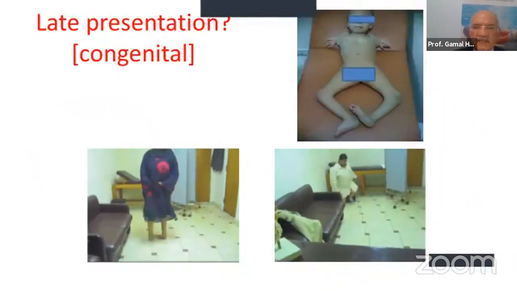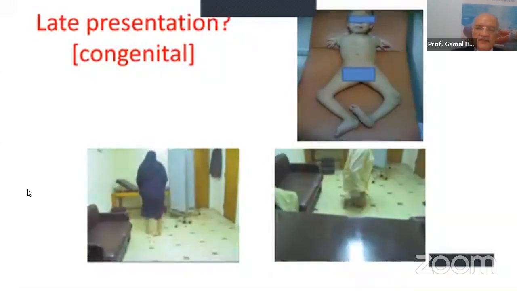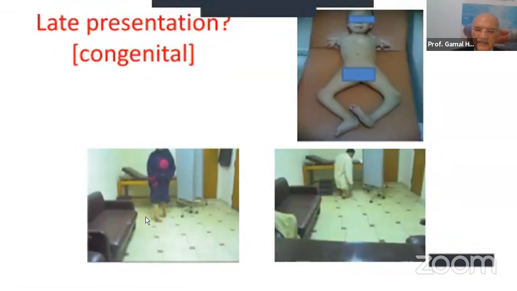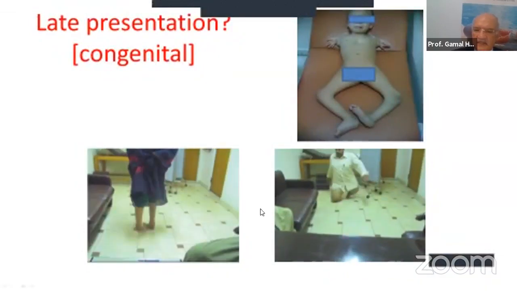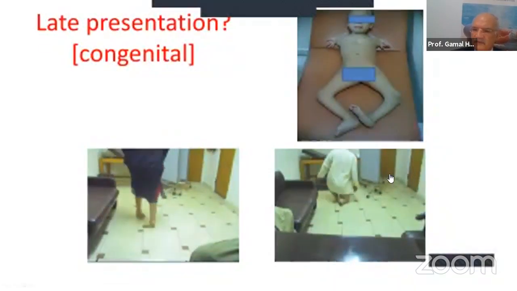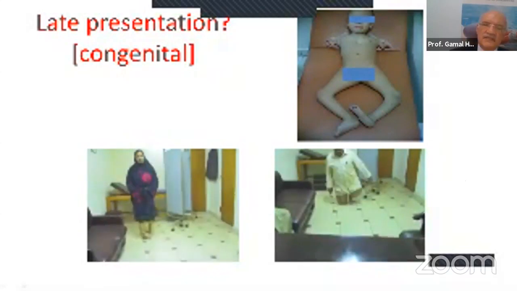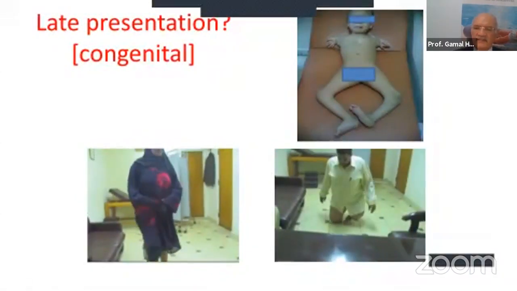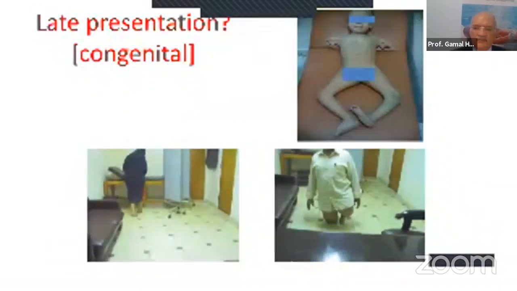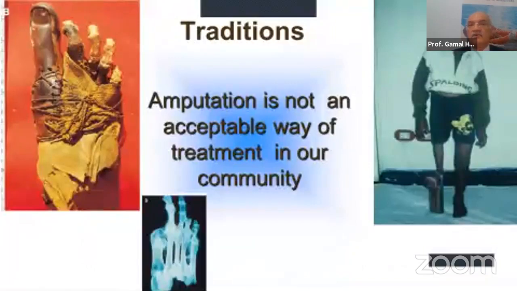The second problem is the late presentation. You can have a patient presenting to you at the age of 36 with this deformity on both sides, or 32 or 5. When you look to the treatment guidelines in Europe and the States, they talk about receiving the patient at birth. But there's nothing if you receive the patient at the age of 32 or 36.